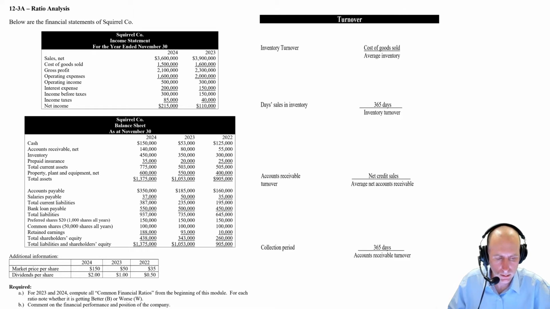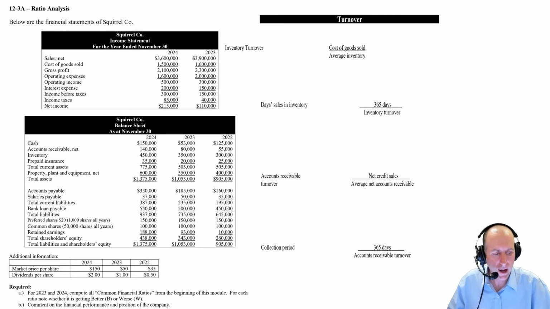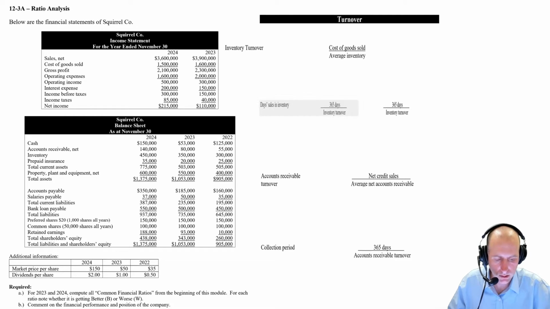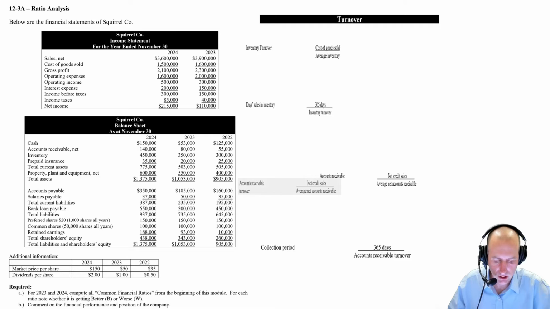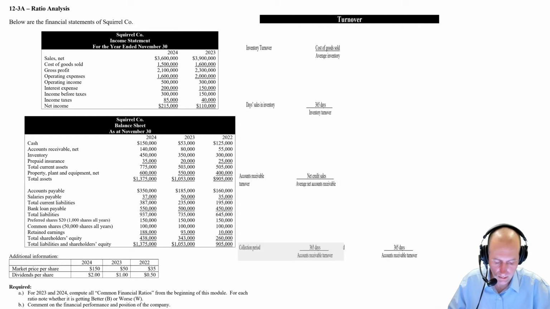I'd like to actually move this over if I could. Cogs divided by average inventory. Actually, I'm going to move all these over. Maybe I can squish them. Squish you, move you over. I just want to have more real estate here. I'm realizing I'm going to run out of room here.